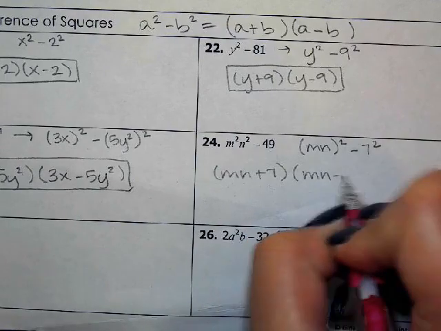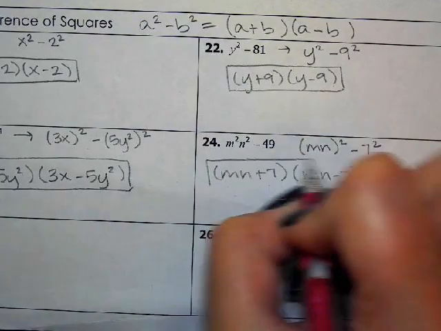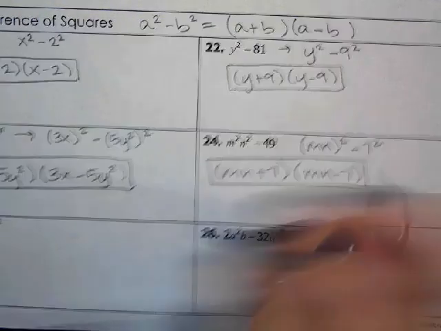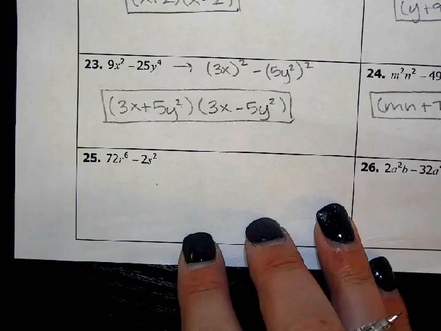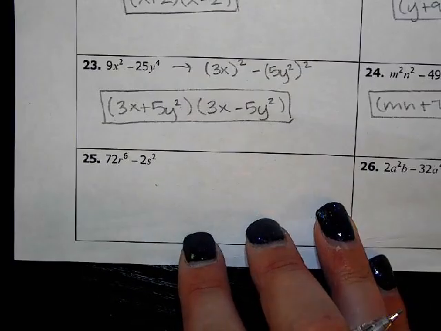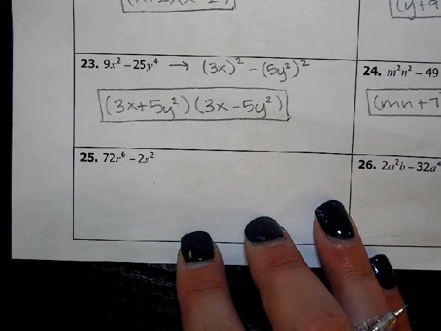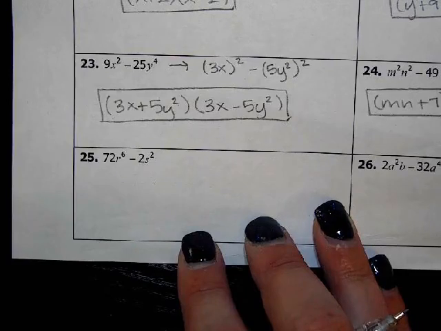Oh my gosh, on this one, they put it in the difference of squares section, but 72 is not a perfect square. Did they put it in the wrong section? No. You can still do it. There's a GCF. That's why it's in this section. Okay, so there's still a perfect square there. They just have a GCF. So can you tell what the GCF is? 2. All right, let's take the 2.